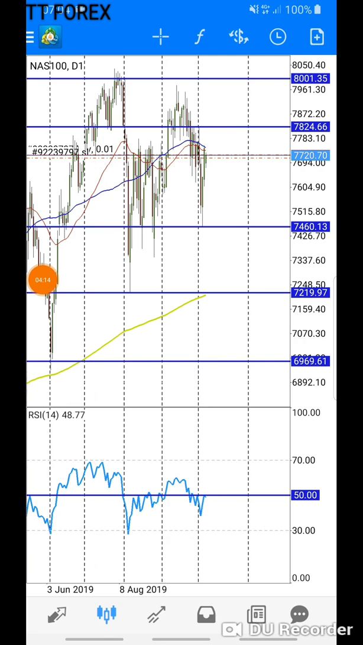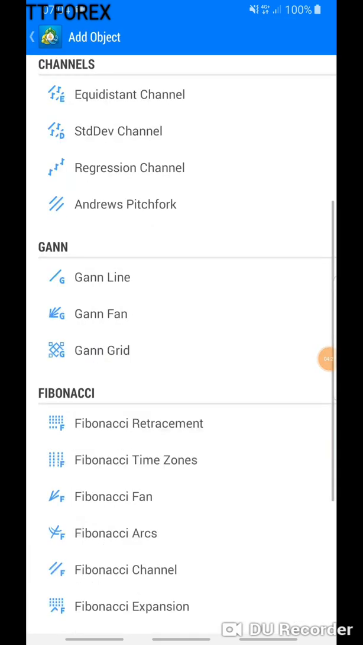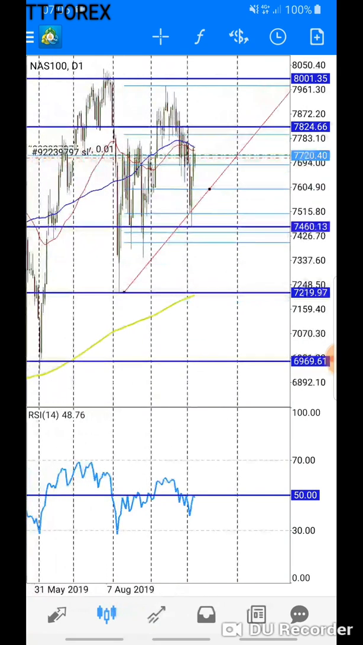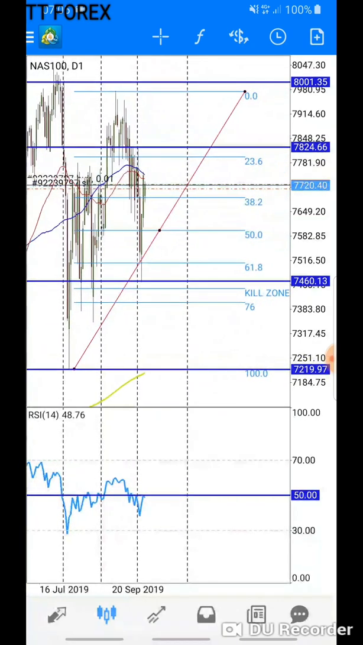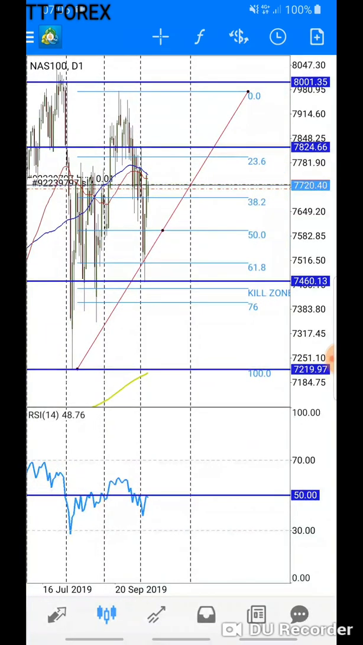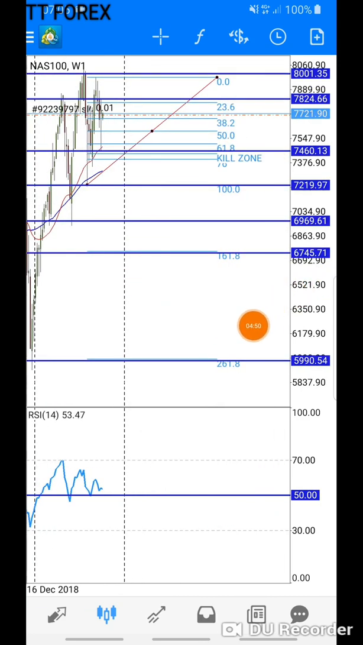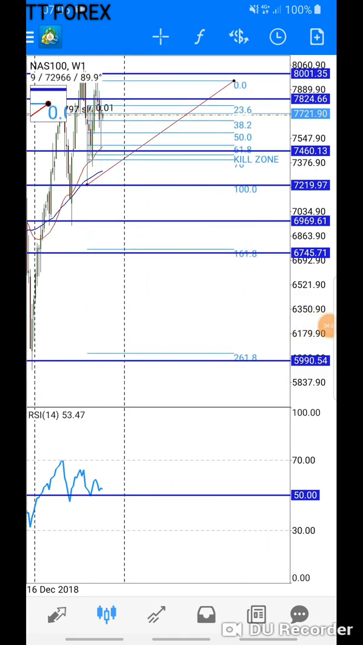I'll demonstrate that. So now to check the targets, if this thing is going to drop from here, because now we had A, B, C. Now if we're going to get a D, you have to check where the D is going to fall. This is where I take the FIB and then I throw the inverted, I don't know if they call it inverted FIB levels. So I'm just going to throw it from this low to that high. Then I'm going to go back to weekly. Let's go back to weekly. You can see the levels of that FIB, the inverted ones.